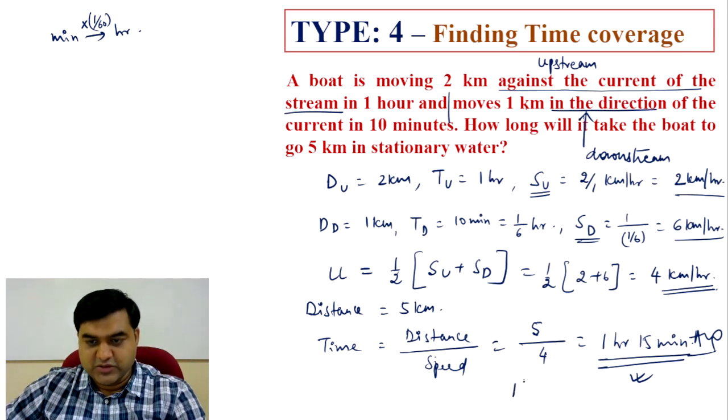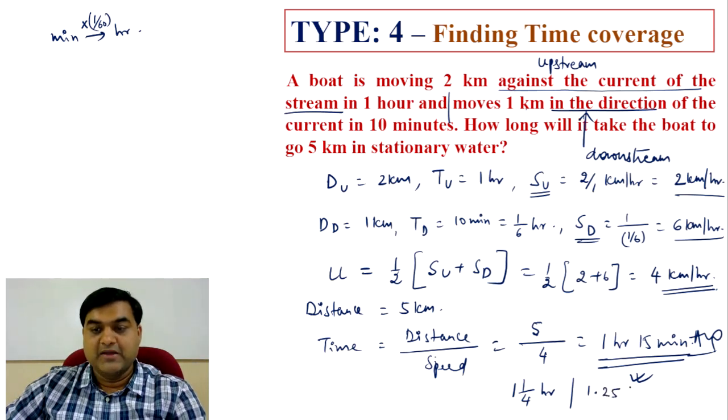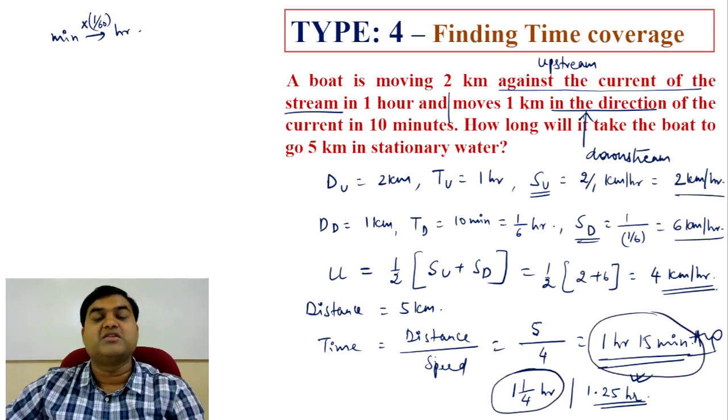We can also write it as 1 by 4 hour. Or we can write 1 hour 15 minutes, or we can write 1.25 hour. This is 100, right? 25 kilometer, 1.25 hour, right? So normally this or this way will be the answer given in the question paper.